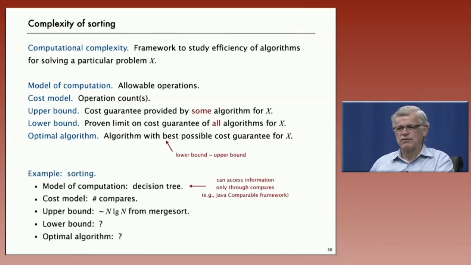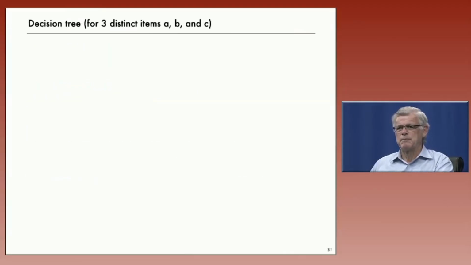So for sorting, let's look at what each of these are. The model of computation is what's called a decision tree. What that means is that all we can use is compares. That's the only way we can access the data. So our cost model is the number of compares. Merge sort provides an upper bound. That's an algorithm that's guaranteed to get the sort done in time proportional to n log n. And what we'll look at now is the lower bound. There's a trivial lower bound which says you have to look at all the data, that's n. And we'll look at a better lower bound and see that merge sort is optimal.